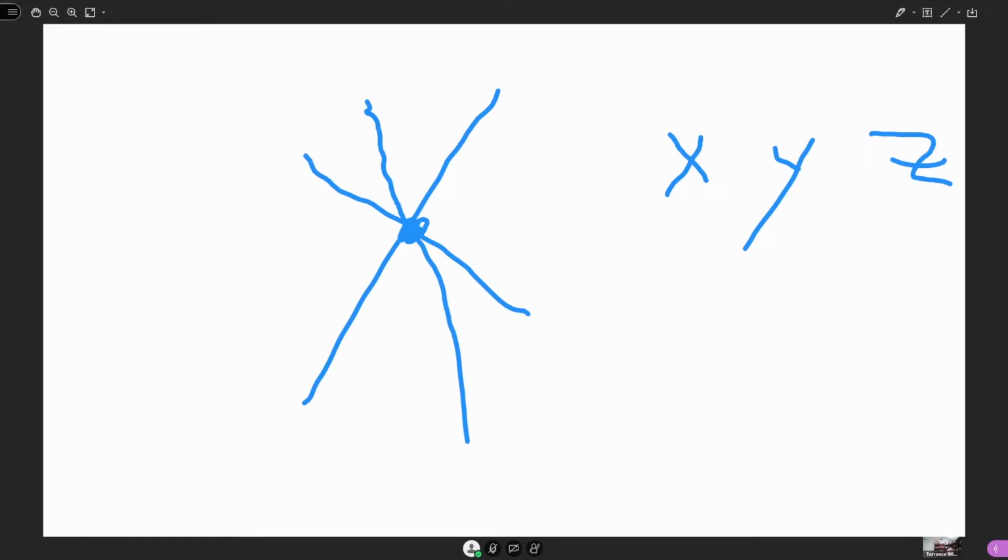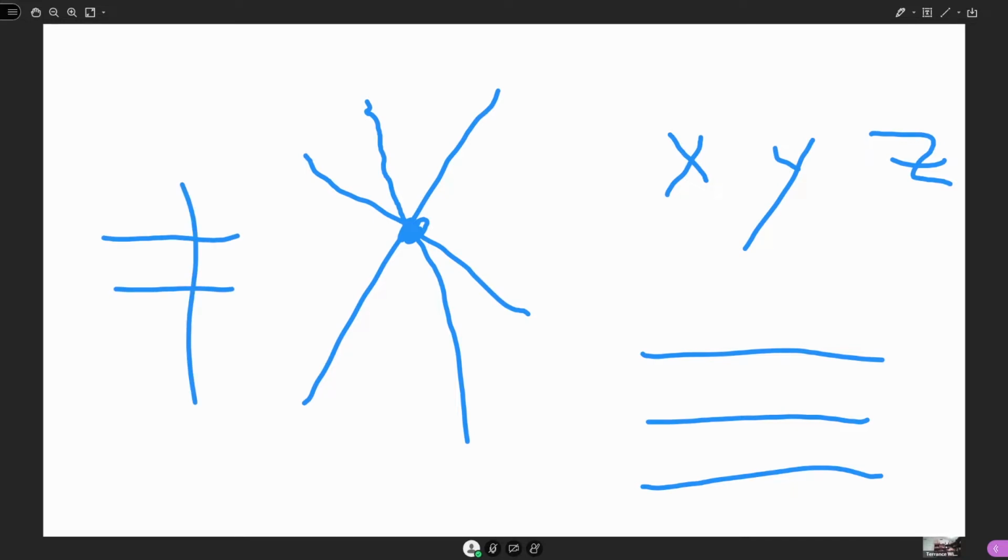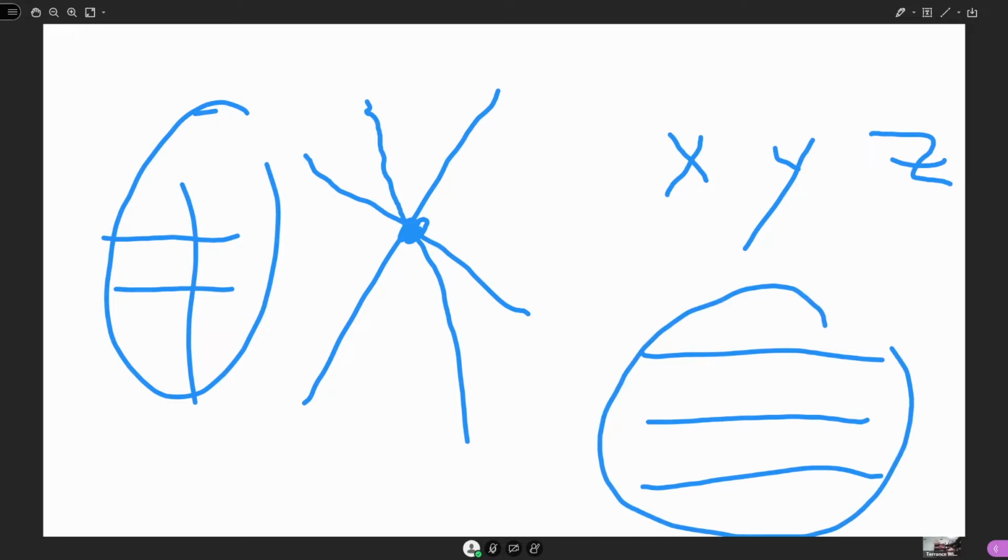Now, you know that three lines could be parallel. They could look like this. And so there would be no solution for this. There'd be no solution for this, but this has a solution. Now, of course, what we're trying to do is find the solution.